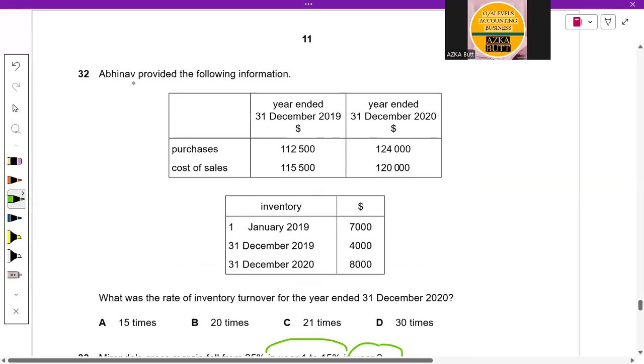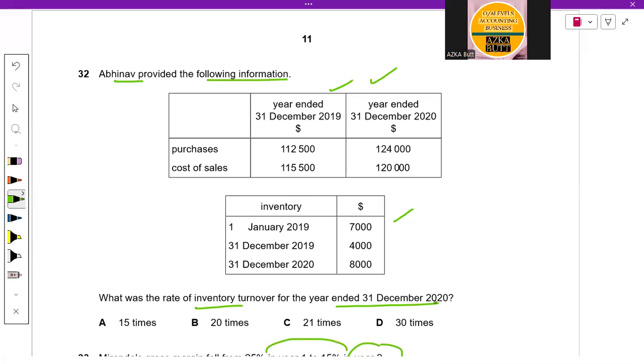Okay, so now let's see question number 32. Abhinav provides the following information. We have the purchases and cost of sales for two different years, and the inventory on three dates. What was the rate of inventory turnover for the year ended 31st December 2020?